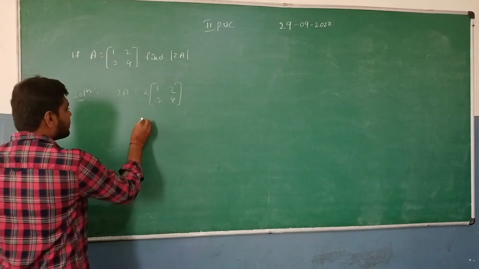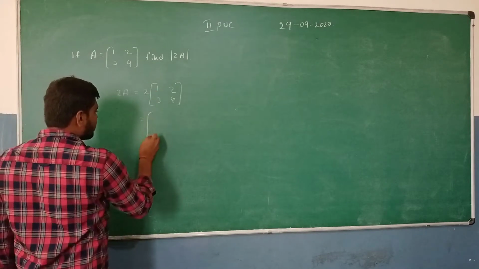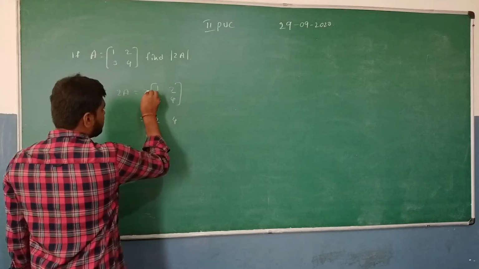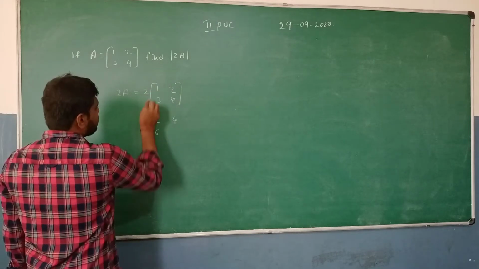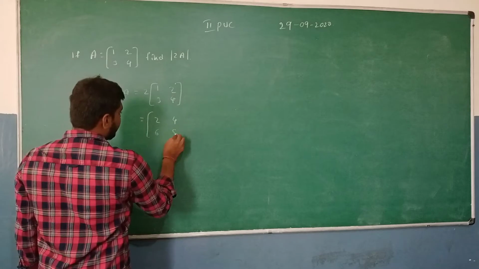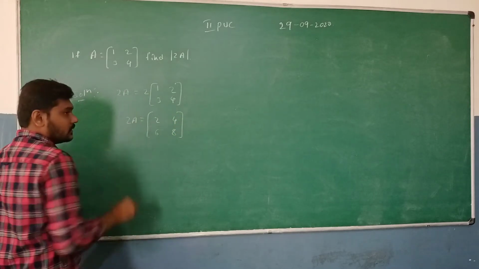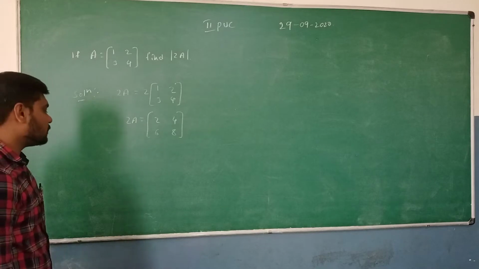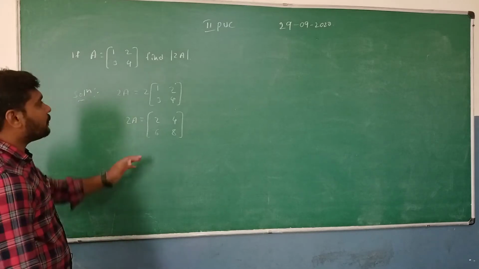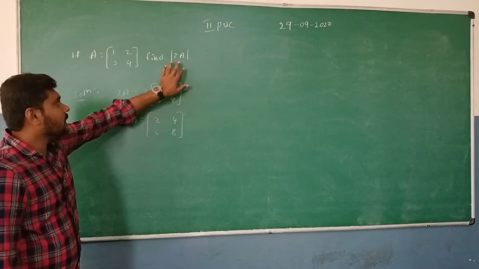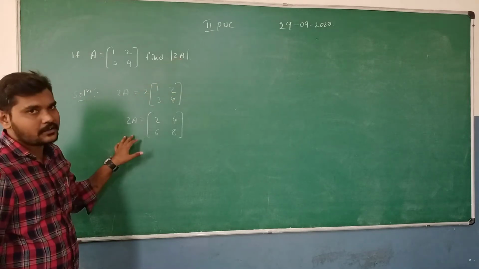So 2 into 1 is 2, 2 into 2 is 4, 2 into 3 is 6, and 2 into 4 is 8. So we have obtained the required matrix 2A, which is 2, 4, 6, 8. Now we need to find the determinant of the given 2A.